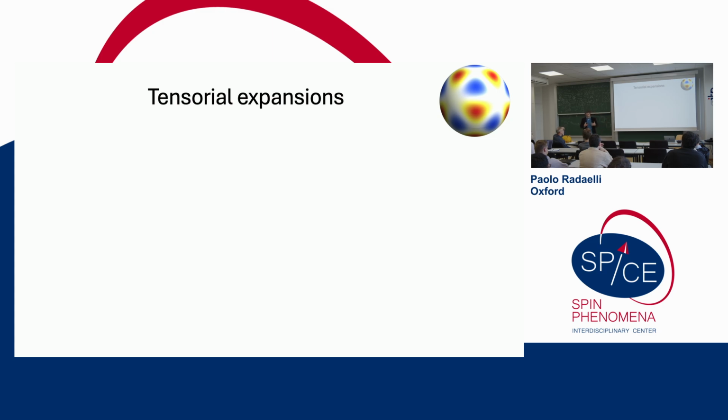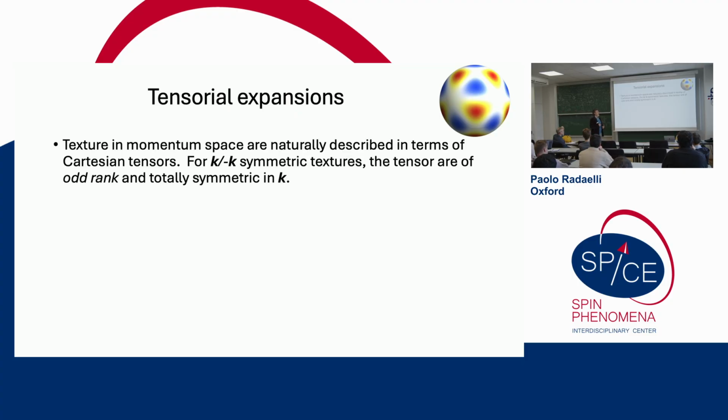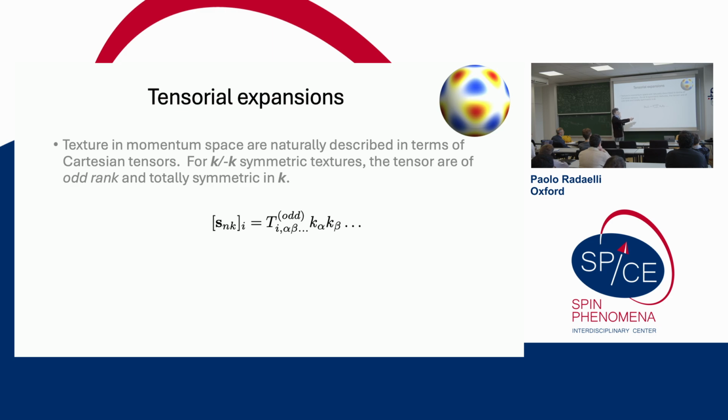So we have to go to understand how it works more in the tensorial expansion. We have heard a lot about tensors in this workshop. So the texture in momentum space is naturally described in terms of Cartesian tensors. For k-odd symmetric tensors, in altermagnets we're talking about k-symmetric tensors like ferromagnets. These tensors have odd rank, and they are totally symmetric in k. So I indicate here the elements of the tensor that are contracted with the wave vectors with Greek indices, and the only Latin index, i, represents the spin quantization axis in momentum space. Okay, so that's the... Yes?